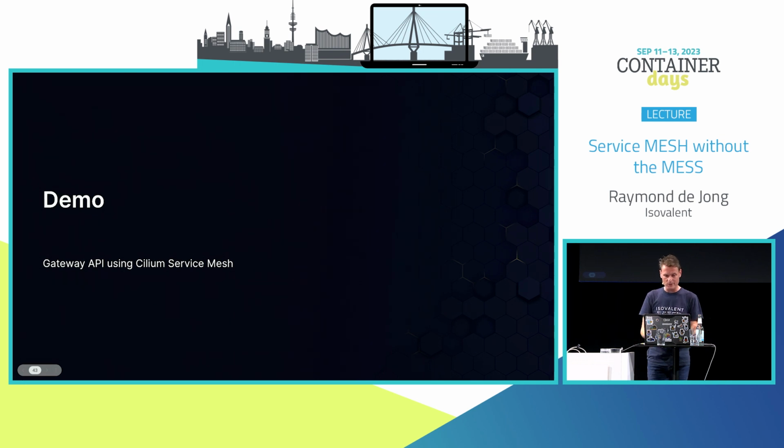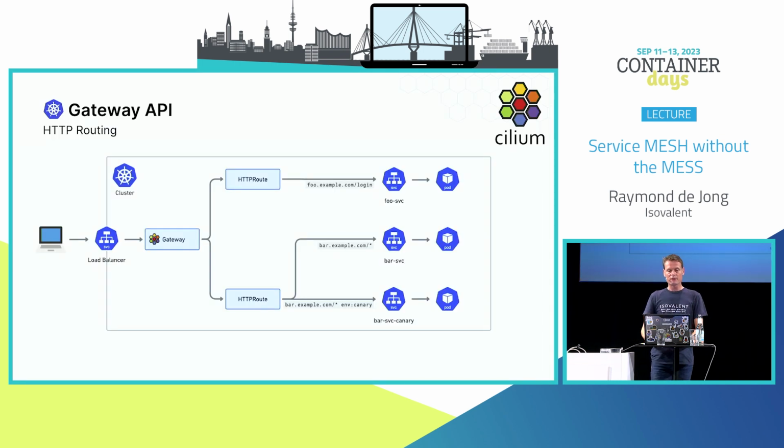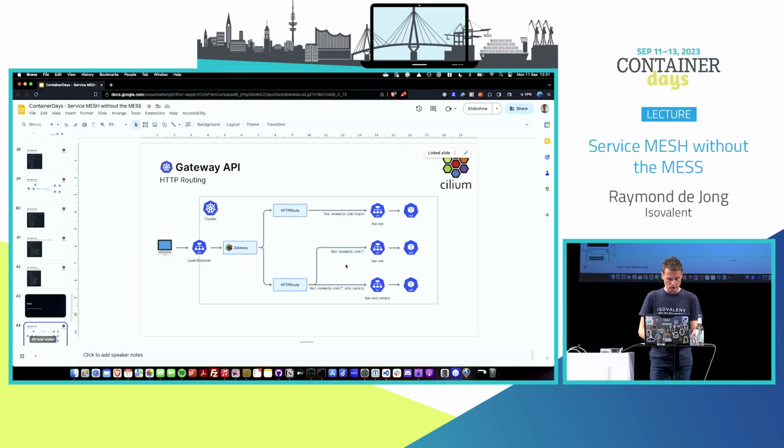So this is all the slides part, and I want to show a few of these capabilities in a few demos as well. My first demo is a simple HTTP routing example. So we'll look at a gateway and two HTTP routes. It's a simple foo bar application, and the goal here is that all traffic to foo.example.com/login will be forwarded to the foo service. All traffic for bar.example.com will be forwarded to the bar service. And I'm also using the header matching to test a new version of my service. So let me quickly switch my screen.